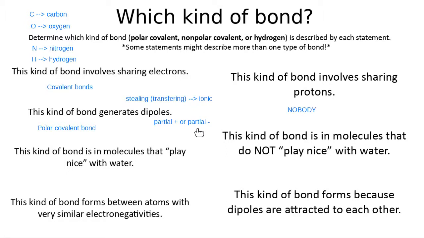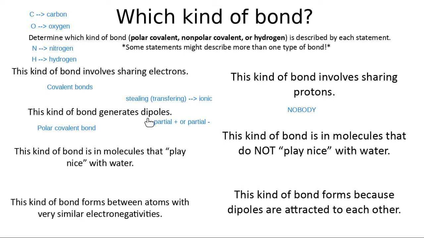So anytime you hear about a dipole, you should be thinking polar covalent bond. And anytime you hear about polar covalent bond, you should be thinking dipoles. So these words go hand in hand. If we don't share equally, we're going to look partially positive, we're going to look partially negative.